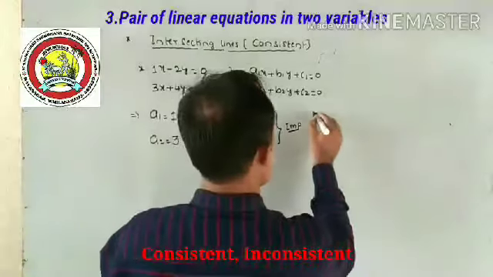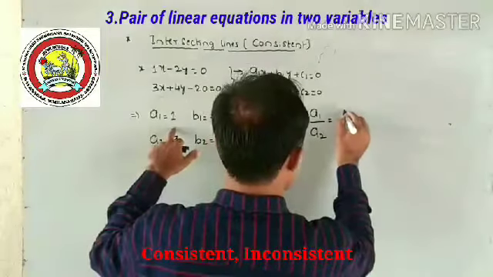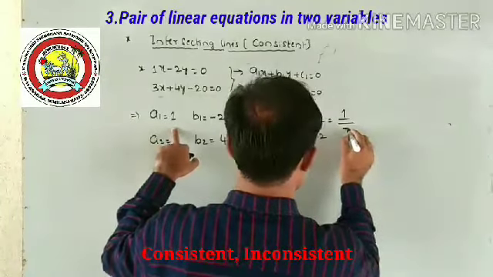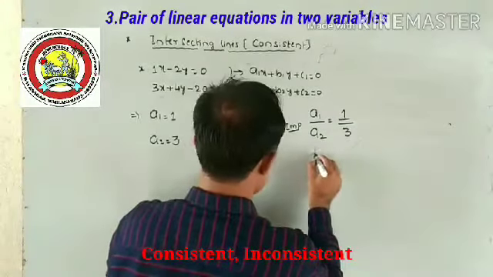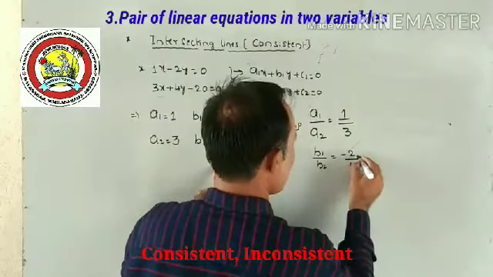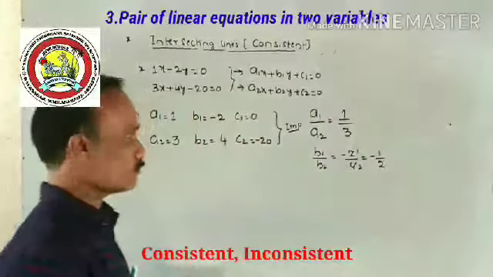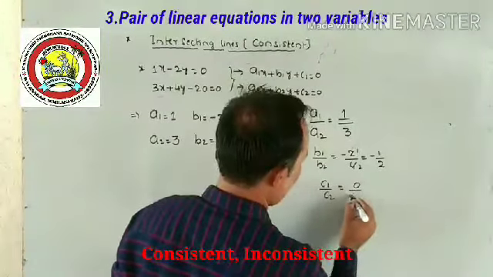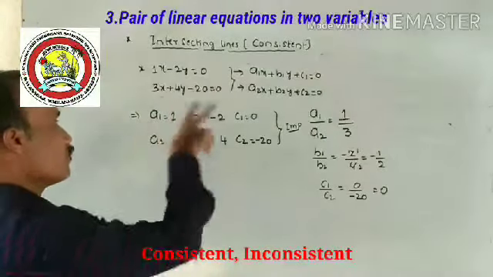Now, very important, find the value of a1 by a2. What is the value of a1? 1. What is the value of a2? That is 3. The value of a1 by a2 is equal to 1 by 3. Next, check the second one. b1 by b2 is equal to minus 2 by 4. Its value is minus 1 by 2. Finally, c1 by c2, that is 0 divided by minus 20. So 0 by anything is 0. I repeat once again, first note down all the values.